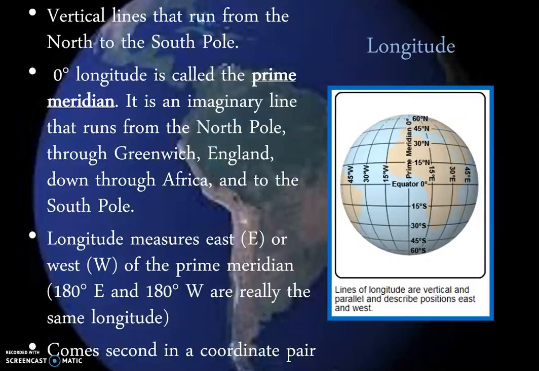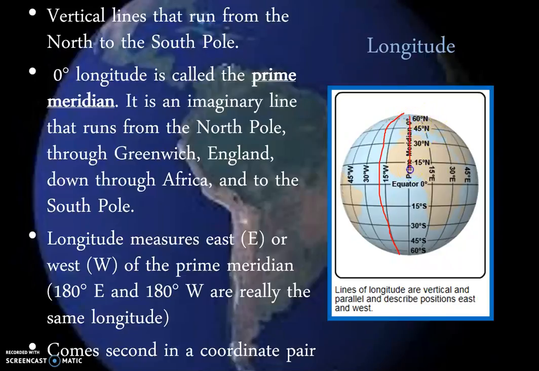So next we have longitude. So this globe shows latitude and longitude. So the longitude are these lines right here that run north and south from the North Pole all the way up to the South Pole. So these ones right here. So longitude is different because they all meet at the top and the bottom of the Earth, whereas the latitude lines are never going to meet.